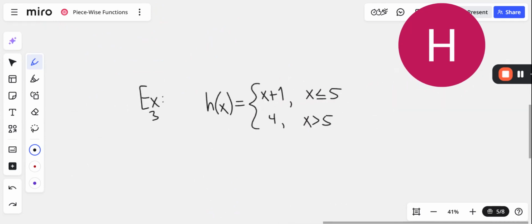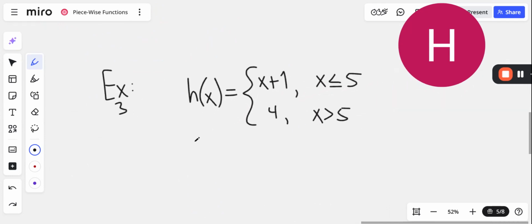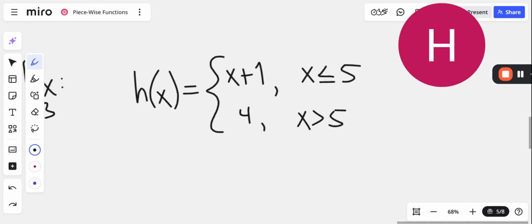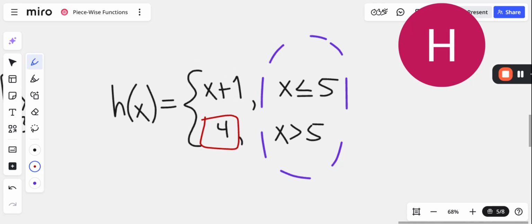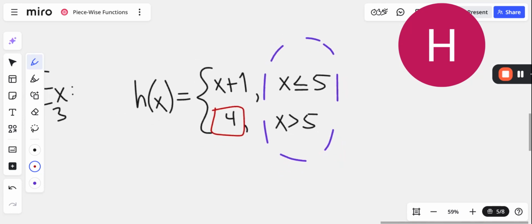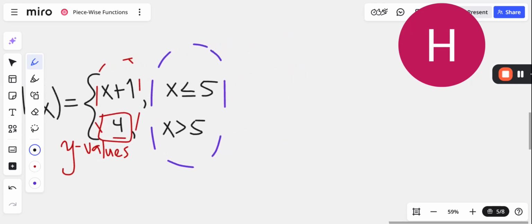Let's see. We have another function, h of x. This one's quite interesting because we have a line for part of it with a slope of 1, right? x plus 1. And then we just have this constant value. What does that even mean? Well, that means that if x is greater than 5, we don't really have to plug in the x. We just know that the y value will be 4. Remember that these portions are representing y values. So let's see how you do.